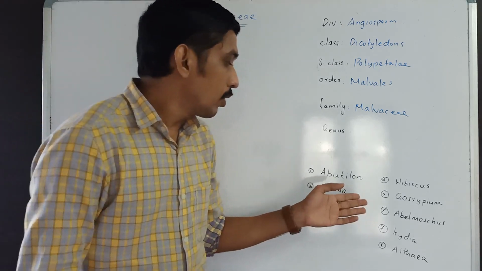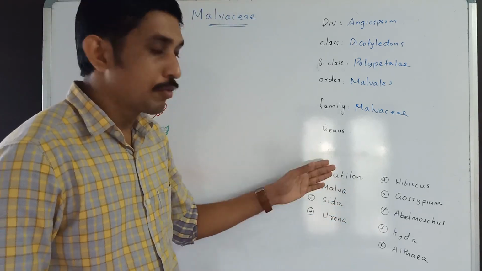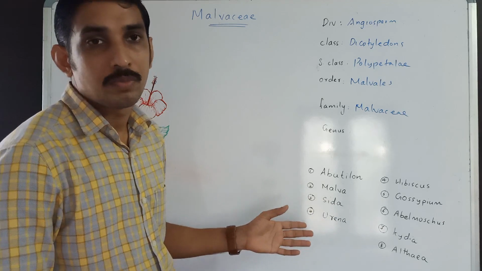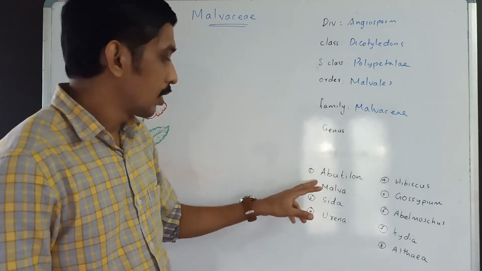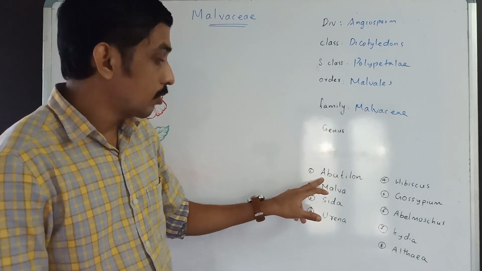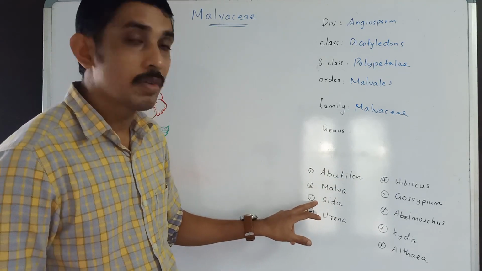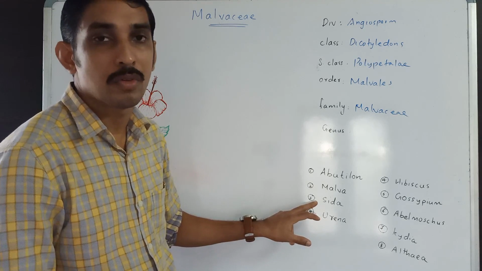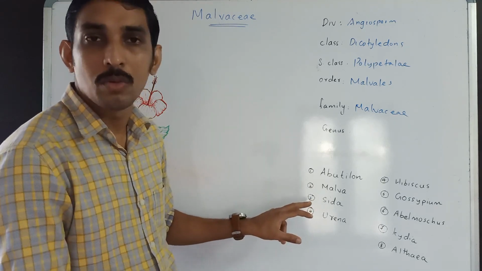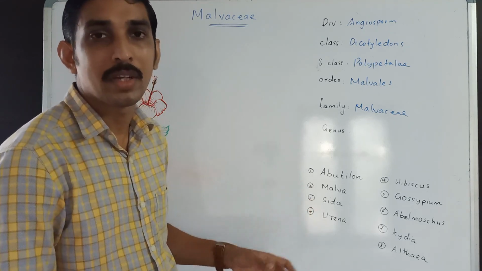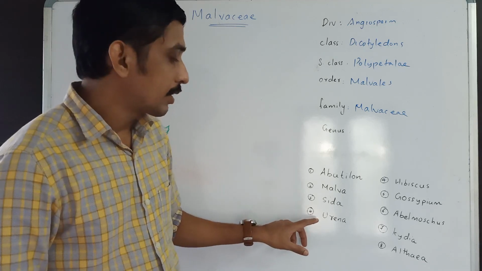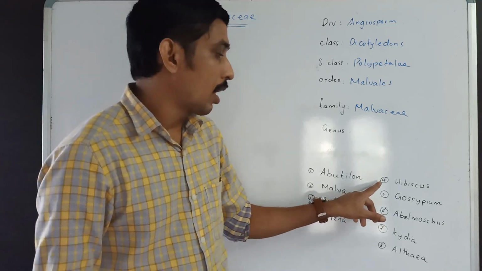When you look here, you can see a few plants mentioned. Among these, one is called Abutilon, the second one is Malva sylvestris, and the third one is Sida. Sida exists in different forms: Sida acuta, Sida cordifolia. In Malayalam, we can say Kurunthotti. And like that, Urena plant, hibiscus.